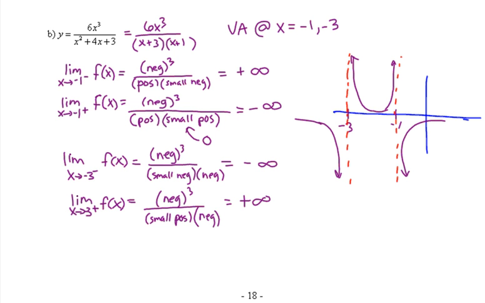Okay, did we find out zeros or critical values or increase, decrease? No. What we just did is technically just sketch what it looks like around the asymptotes. Okay, that's the first part done.